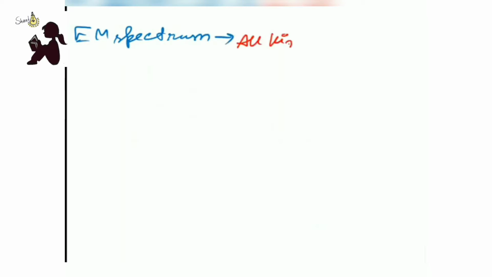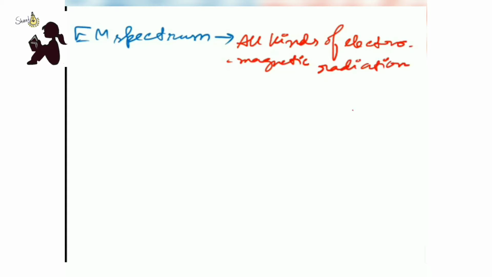Now we are going to see electromagnetic spectrum. What is electromagnetic spectrum? Electromagnetic spectrum is all kinds of electromagnetic radiation. Only the visible spectrum we can see, but we have many spectrum from that.